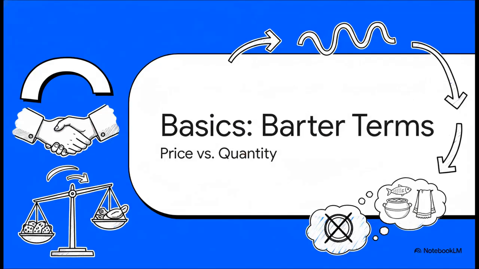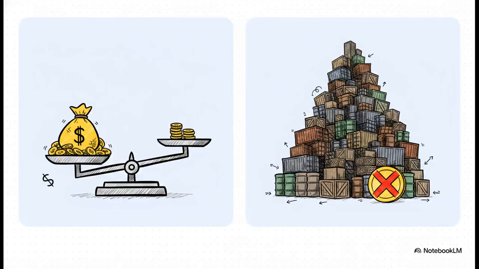Moving right along to Section 2. The basics, barter terms, price versus physical quantity. But wait, looking just at pure money doesn't really tell the whole story, does it? Economists realized they had to separate the cash from the physical goods. What we just looked at is the net barter terms of trade, which is purely focused on price. But prices fluctuate wildly without the actual amount of goods changing at all.